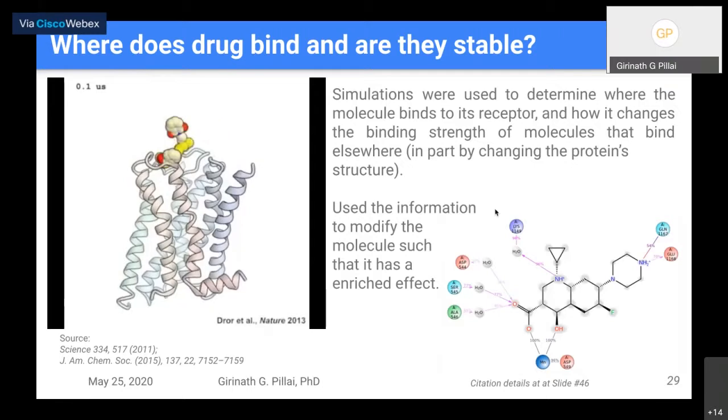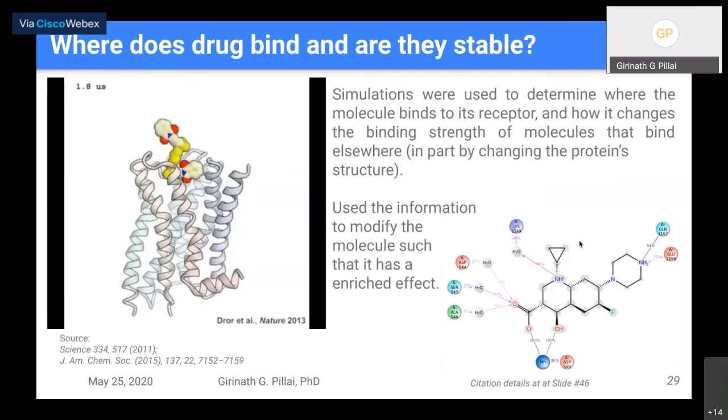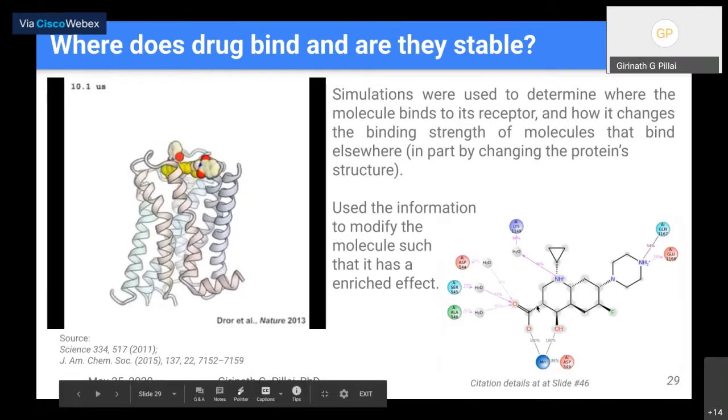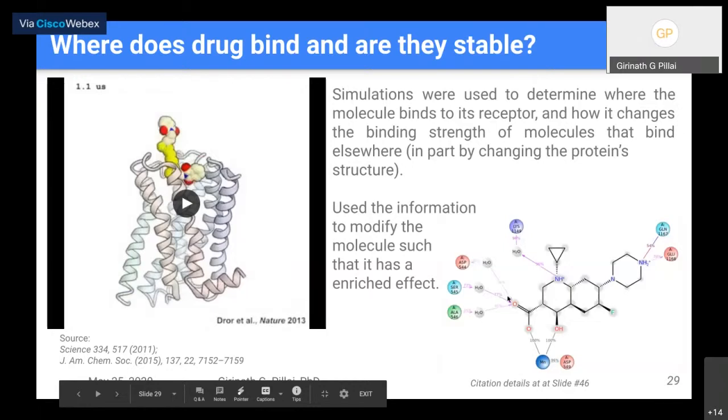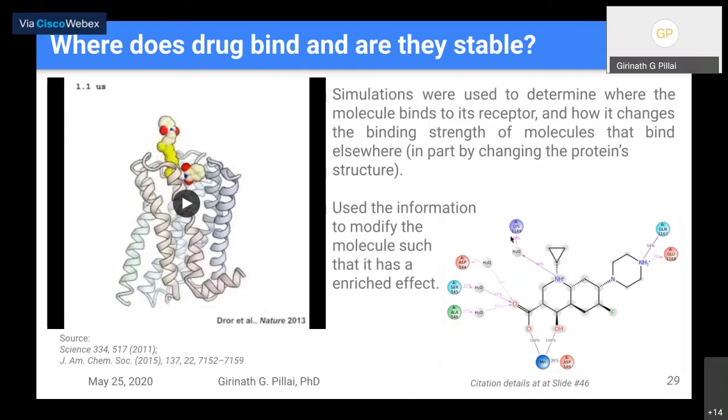There's one more application at the bottom, where I've used the information to modify the molecule such that it has an effect on enriched effect. So this picture is very interesting. What it tries to say is the interaction between the ligand and the atom of a specific amino acid throughout the simulation, and for what percentage of time the interaction stayed.